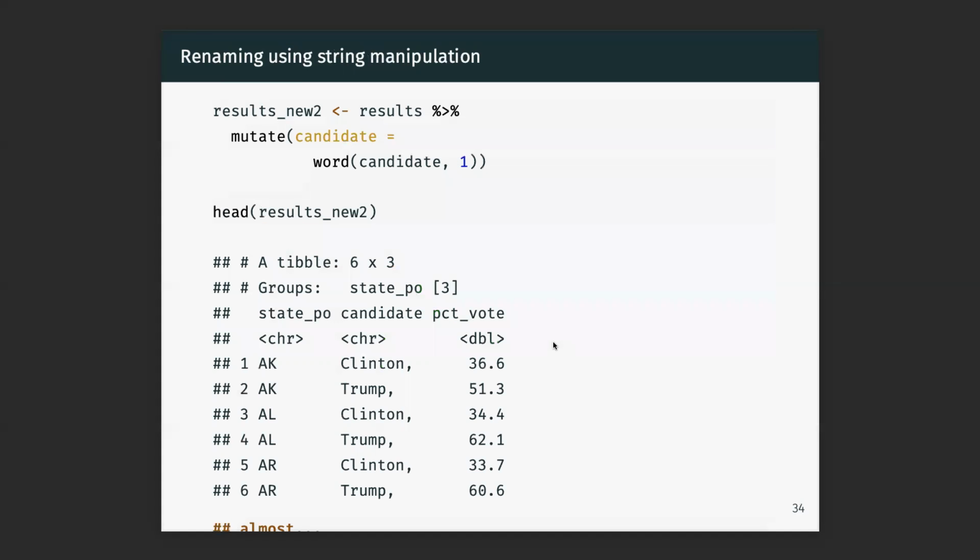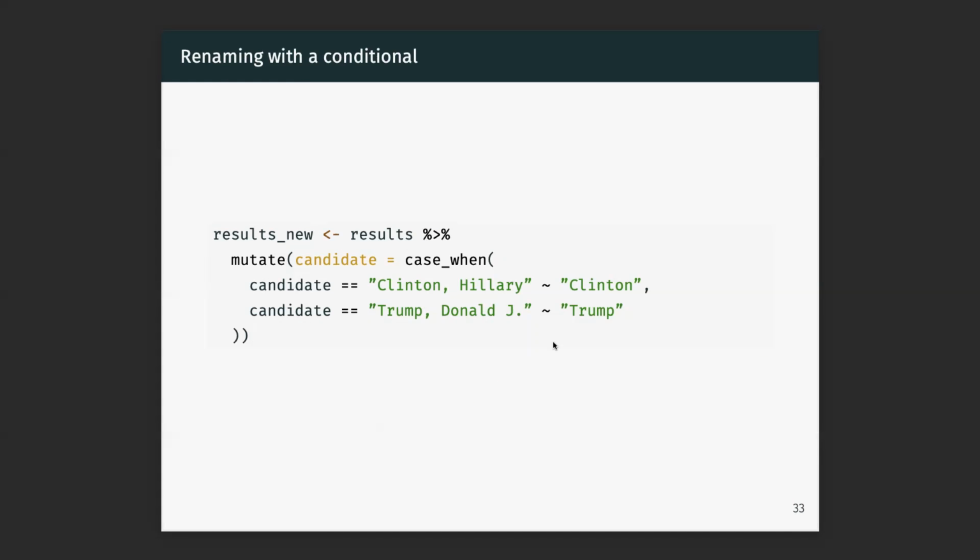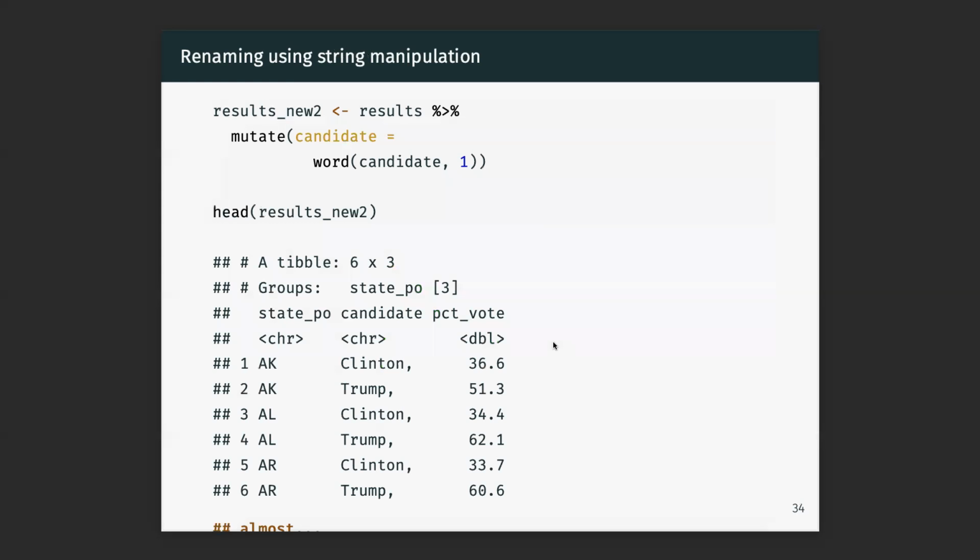Another way we can do it, sorry, the way we did it was with a conditional statement in a case when, this kind of direct recoding. The other way we could do it is with the word function, which comes as a string manipulation. If you want to do this, you could extract the first word from candidate, but then we would also need to remove the comma, and that gets a little trickier. So we could do a string replace function. We could use the string replace function from the stringr package, which is loaded in with tidyverse.